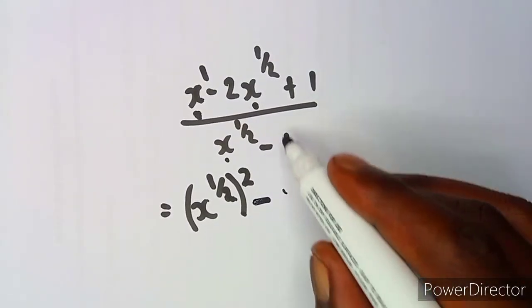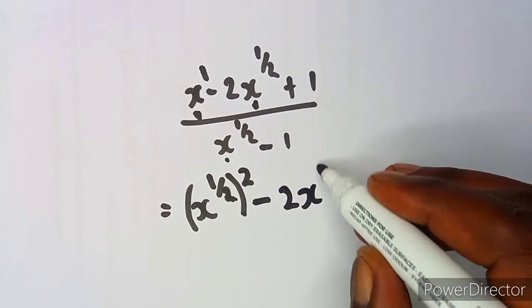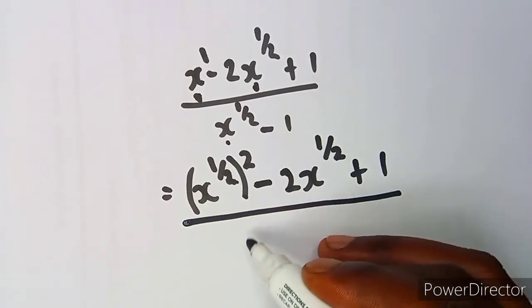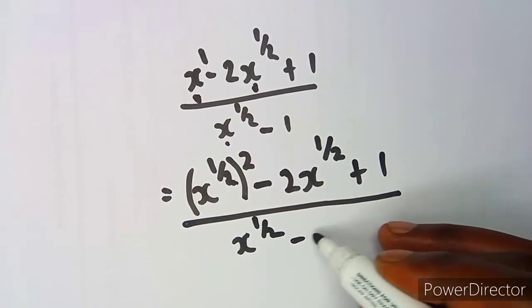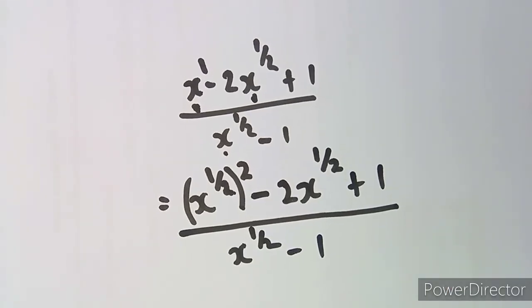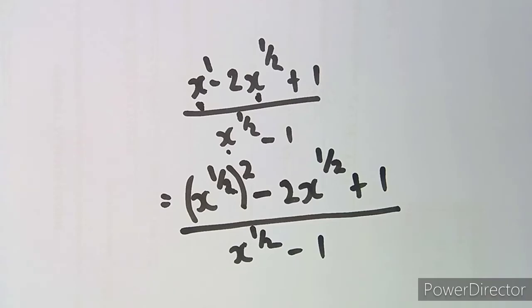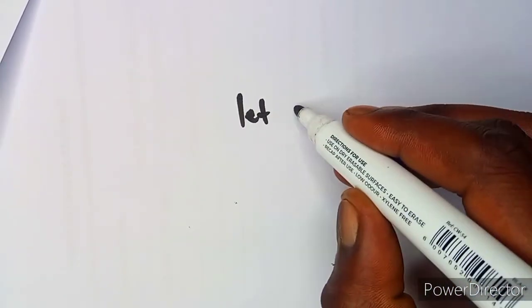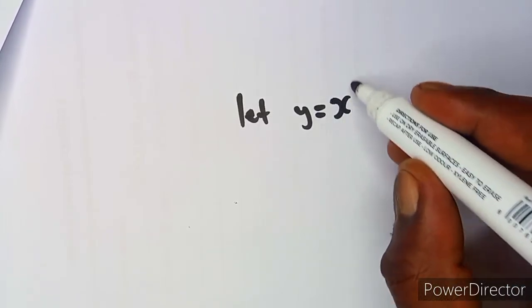Okay, minus, since this one is already in x to the exponent of half, we just leave it like that, plus 1 over x to the exponent of half minus 1. This is a type of expression that is difficult to work with if we work with those exponents of half. So we can make it easier by introducing a certain letter in place of x to the exponent of a half, where we say let y be equivalent to x to the exponent of a half.